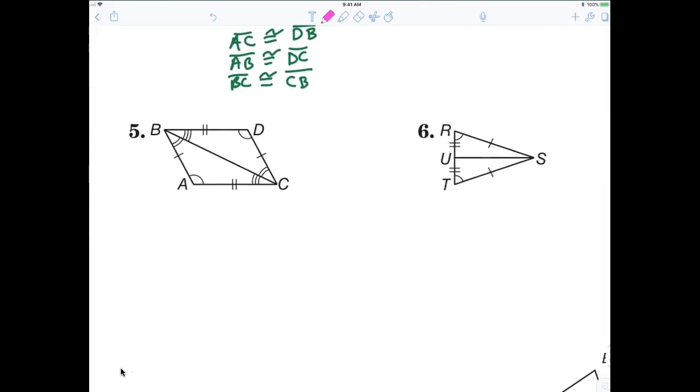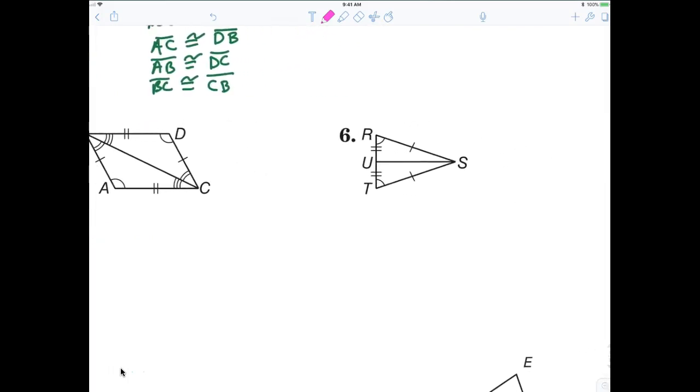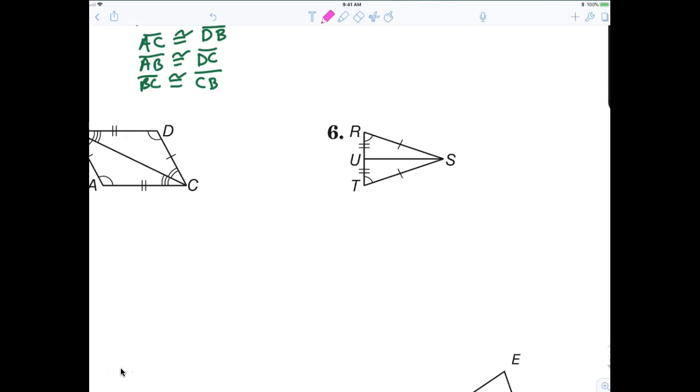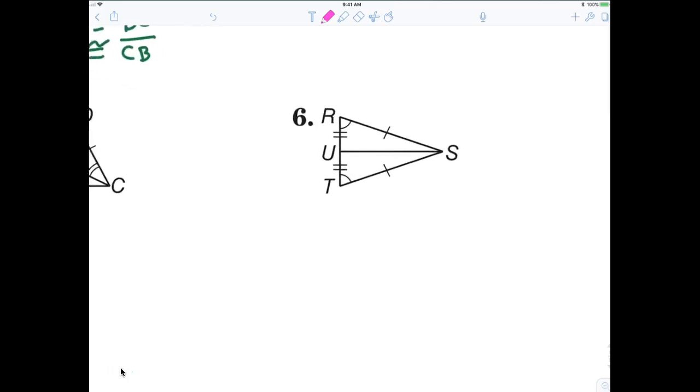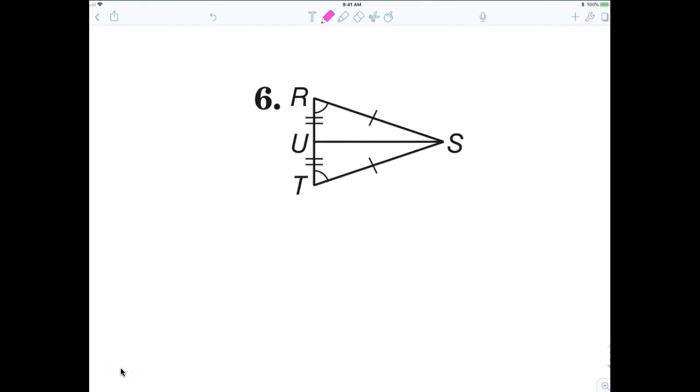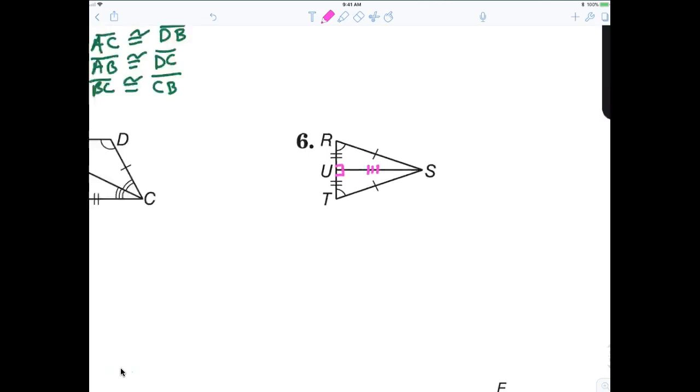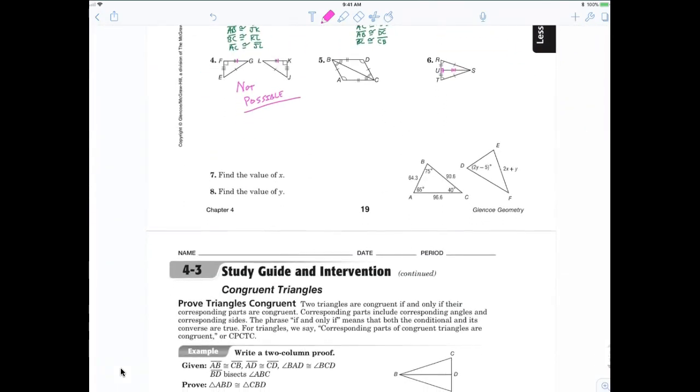However, number five is not hard, and number six is actually... Right. The difference here is that you have to understand that US is the perpendicular bisector. And you can tell this because this is equal, right? So this has to be 90 degrees. All right, that has to be 90. All right. So again, let's just talk real quick now about 7 and 8.